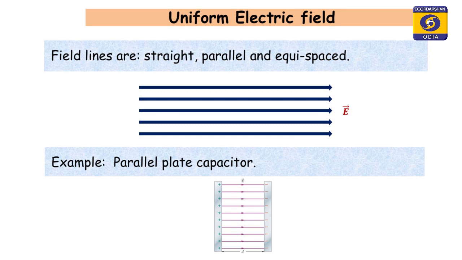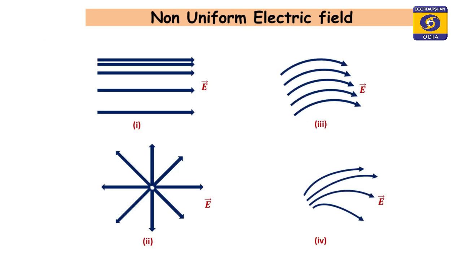What are uniform electric fields? In case of uniform electric fields, the electric field lines are straight, parallel and equispaced. For example, a parallel plate capacitor forms a uniform electric field. What are non-uniform electric fields? Other than straight, parallel and equispaced lines, others form non-uniform electric field.